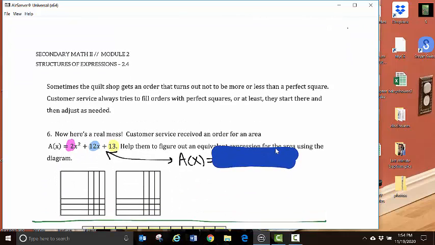All right. Sometimes the quilt shop gets an order that turns out not to be more or less than a perfect square. Customer service always tries to fill the orders with perfect squares, or at least they start there and then adjust as needed. Now here's a real mess. Customer service received an order for this area. Help them figure out the equivalent.